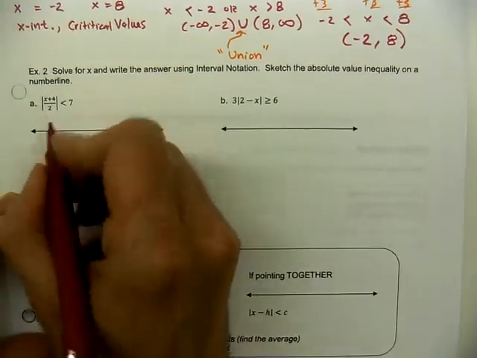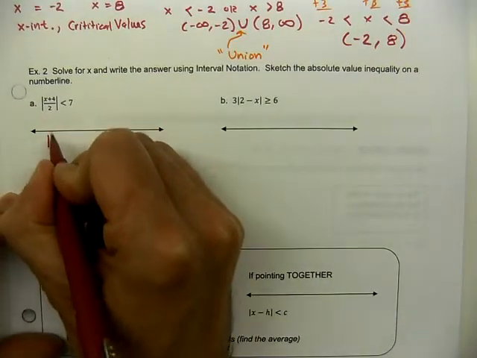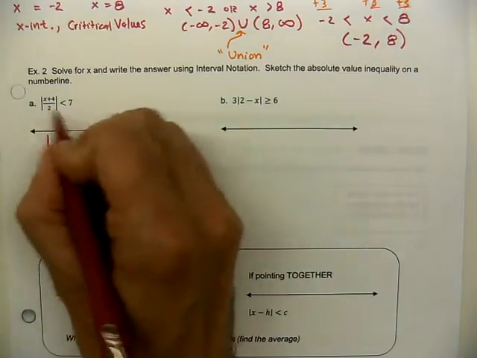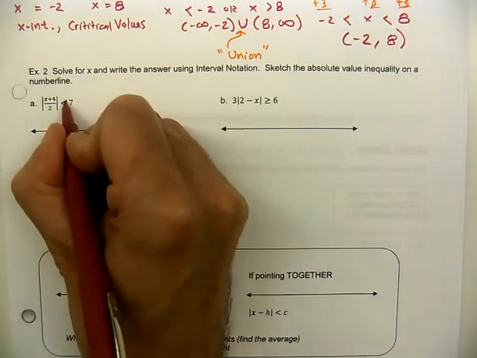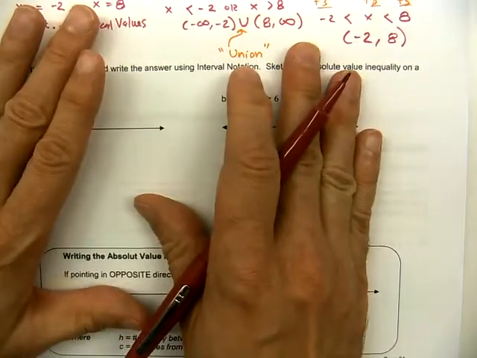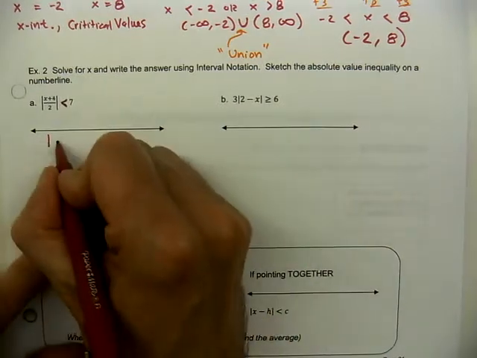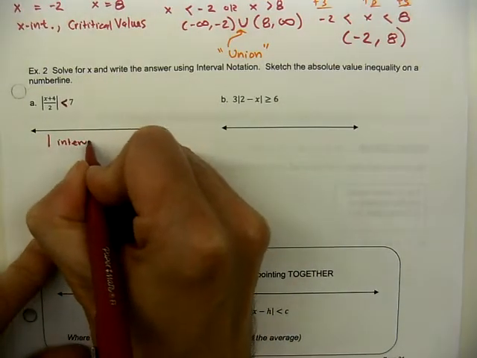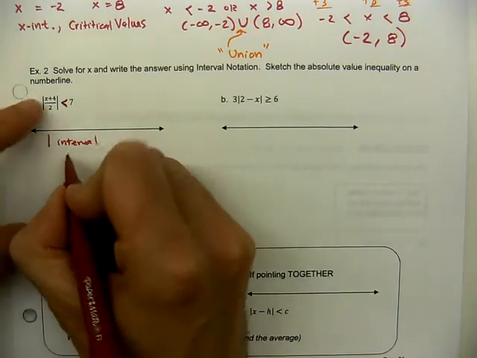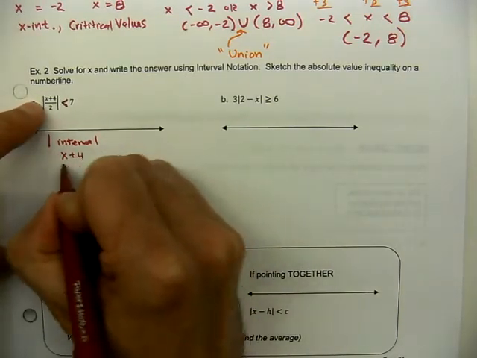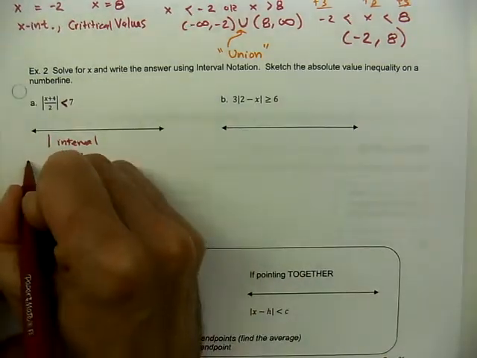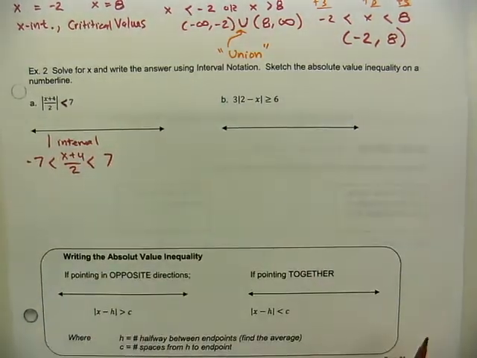Here in part A, this absolute value is already isolated, so we don't have to move anything around right now. I observe the sign. It's a less than sign, so that means it's under the x-axis. That means I would expect to have one interval as an answer. And the only way to set up one interval is when you have the expression surrounded by those less than signs with a negative 7 on the far left and a positive 7 on the far right.